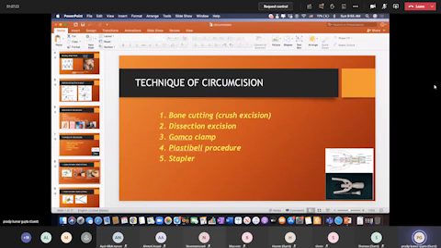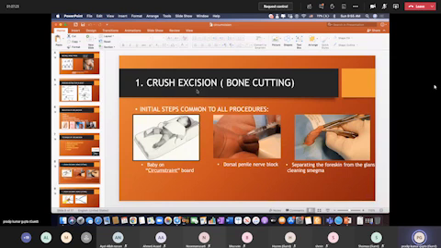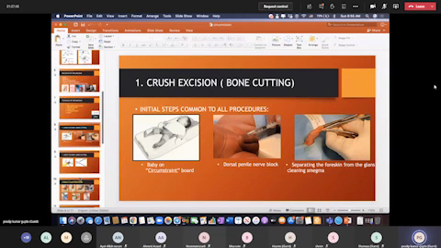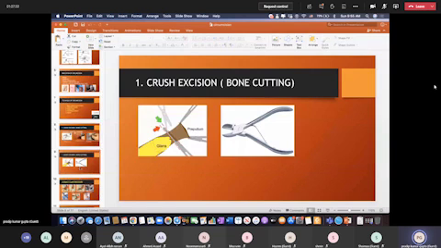We have cross excision, which is also known as bone cutting. Here, the baby is placed on a circumstraint board. Then, as doctor explained now, we give local anesthesia, and then we separate the foreskin and proceed as usual, like we saw in the video. This is the cross excision.